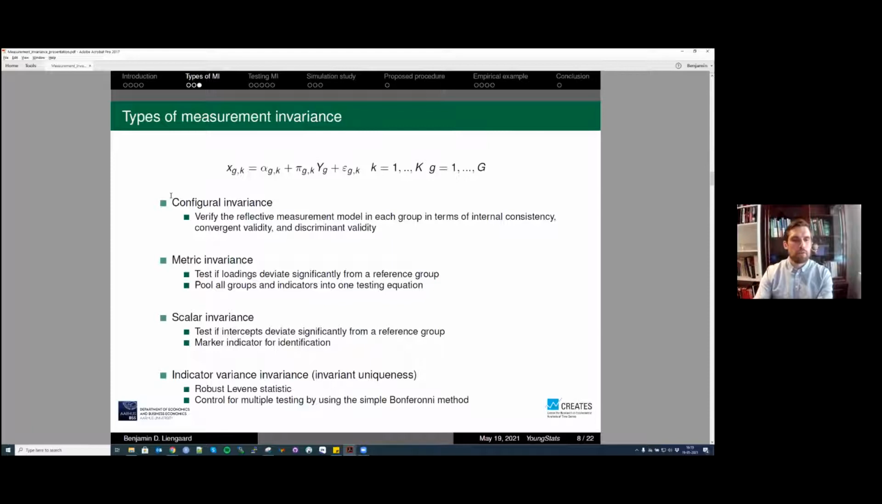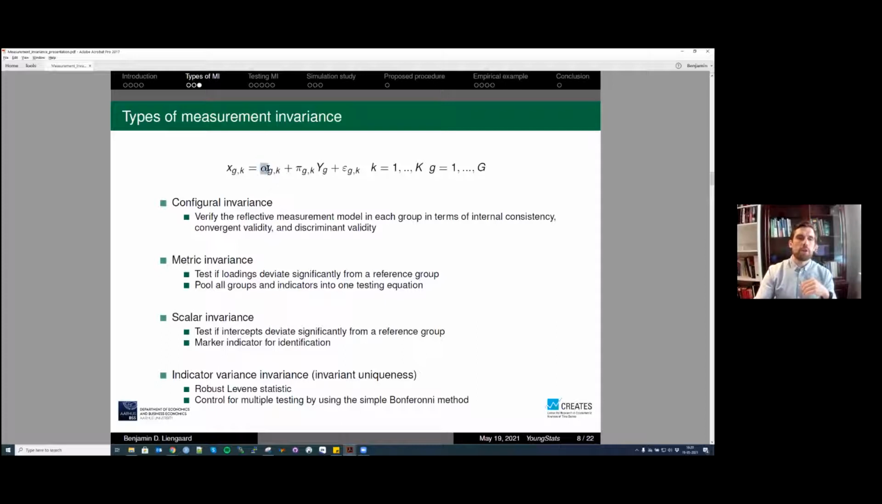So there are normally 4 different types of invariance that we need to test. That is configural invariance, a test that ensures that we have the same number of indicators and the same indicators measuring the different latent variables. Then we have metric invariance, which tests if we have the same loadings relating the latent variables to the indicators. We have scalar invariance, which tests if the intercepts are the same between the groups. Lastly, we also have what is called indicator variance invariance, but I will not go into depth with this for this presentation.